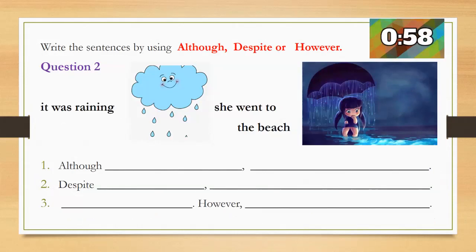Next one. Okay, question 2. Write the sentences by using although, despite, or however. It was raining. She went to the beach.